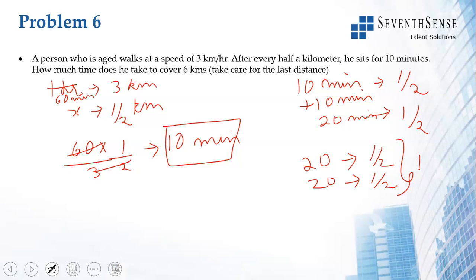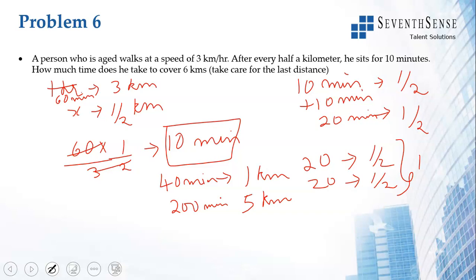Let us do multiply by 5. Why are we not multiplying by 6? Because for the last lap, I should not count the resting time. So for 20 minutes is covering half a kilometer, 20 minutes is covering half a kilometer. So for 40 minutes is covering 1 kilometer. I multiply this by 5. So for 5 kilometers, he needs 200 minutes.